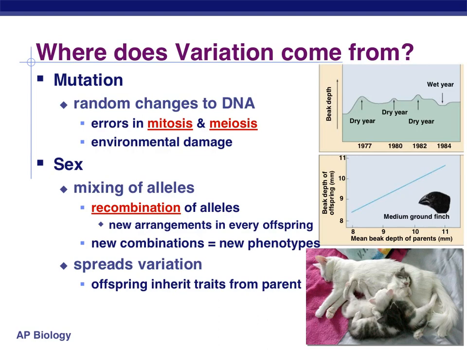Variation also comes from sexual reproduction, the mixing of alleles or the recombination of alleles. Every time sexual reproduction takes place, you end up with new arrangements in every offspring, which is why even though you and your brothers and sisters may both belong to the same mom and dad, you are not carbon copies of each other, nor are you carbon copies of your mother or your father. Each new combination results in a new phenotype.